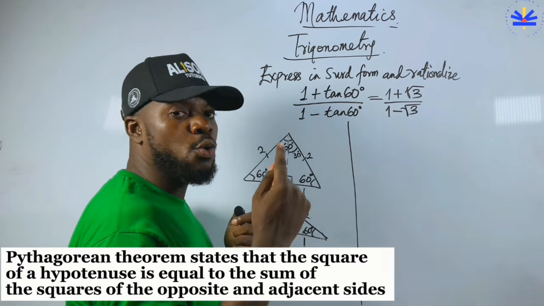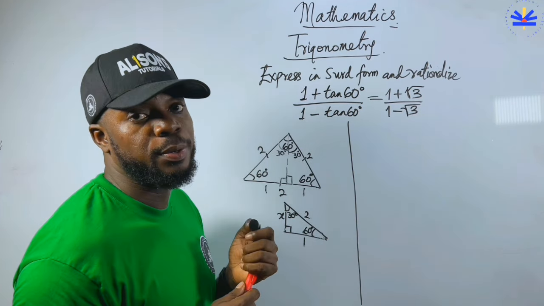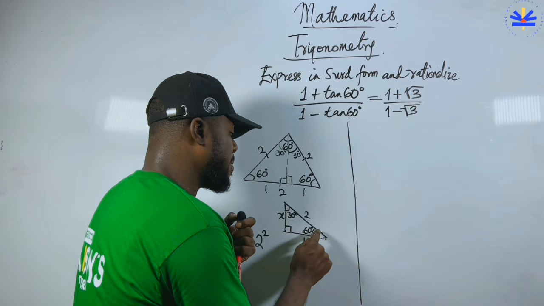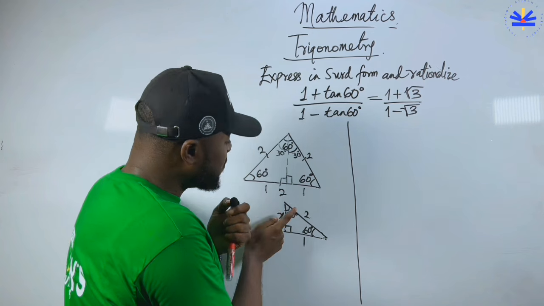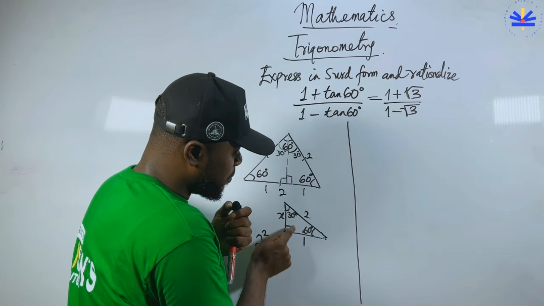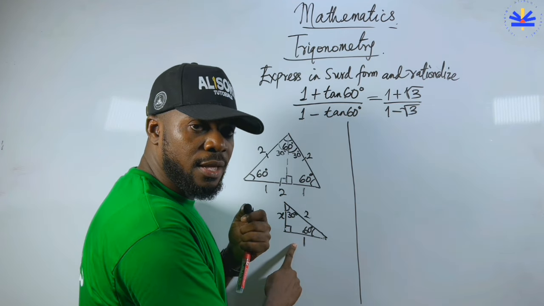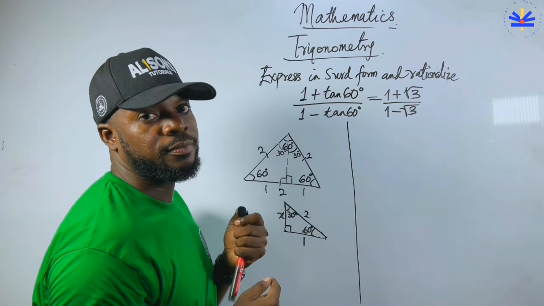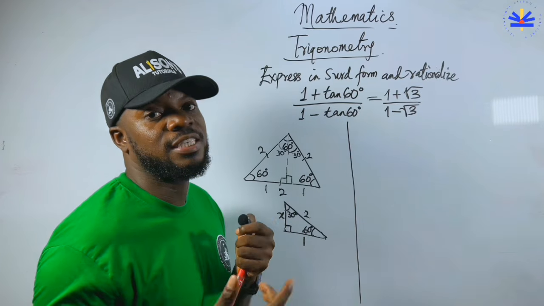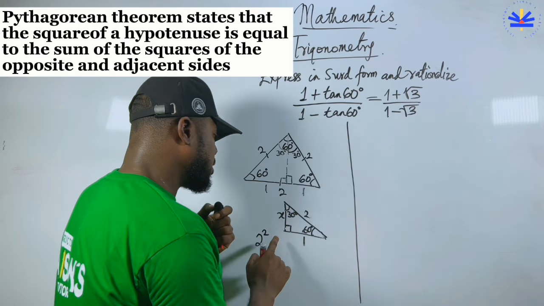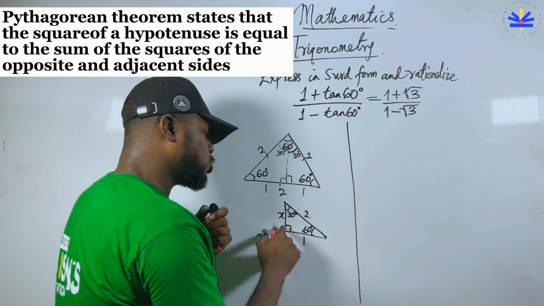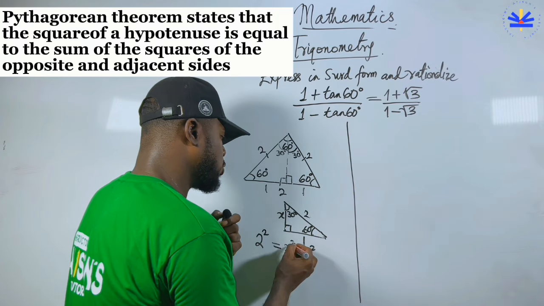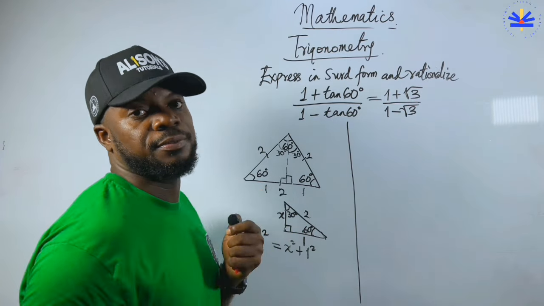The square of the hypotenuse is equal to the sum of the squares of the opposite and the adjacent. Why do I treat this one as my opposite? Because I am talking about 60 degrees, and any side that faces the angle I mark is my opposite. If I were talking about 30 degrees, then the side that faces 30 degrees would be the opposite. Whereas for 60 degrees, this side is the opposite, and the right side is the adjacent. So Pythagoras theorem says that the square of the hypotenuse, 2 squared, is equal to x squared plus 1 squared, the sum of the squares of the opposite and the adjacent.